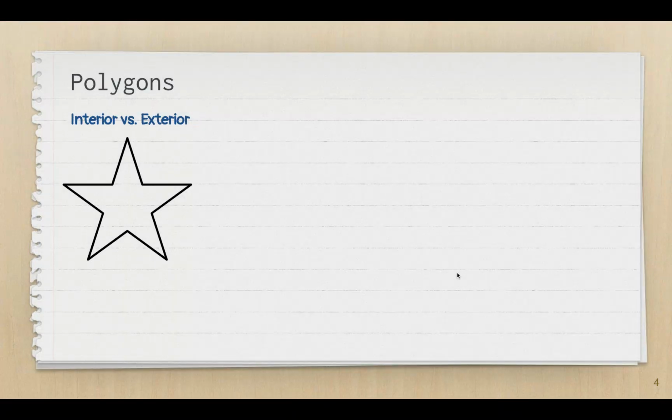Some other things you have to remember about polygons: the interior versus the exterior. If I have this polygon right here, the interior of it is this yellow shaded region, the region that's inside of the polygon. And everything that's outside of the polygon is the exterior.